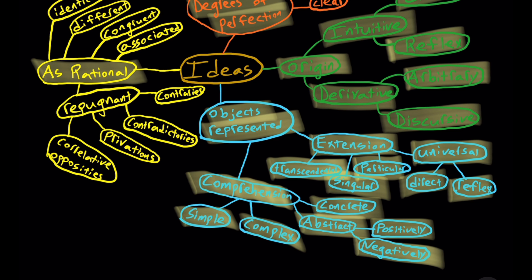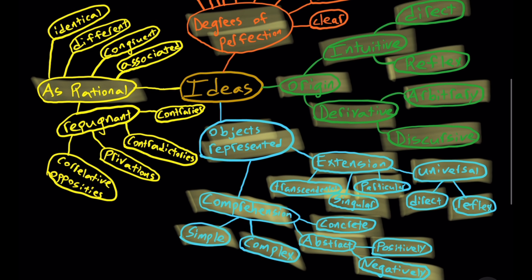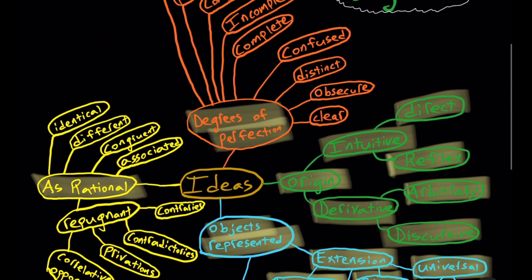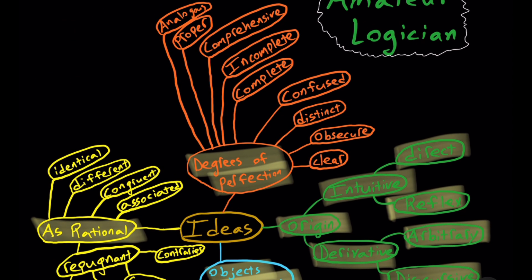Ideas also exist in various degrees of perfection in our mind. We are finite, fallible beings, after all. There are degrees of perfection. A clear idea is one that is distinct from other ideas. In contrast, an obscure idea is not so. I'm not a chemist, for example, so my ideas about many of the elements are more obscure, not clear.